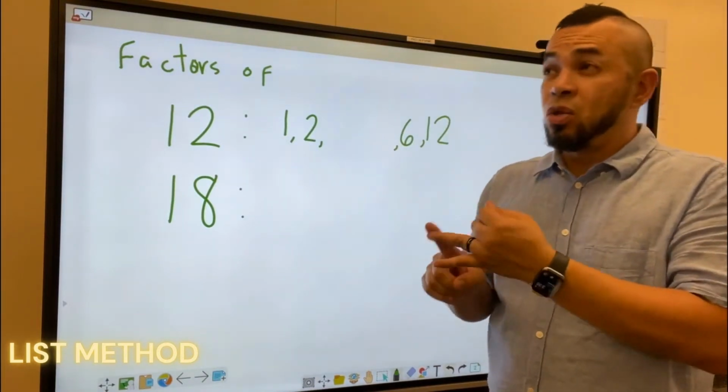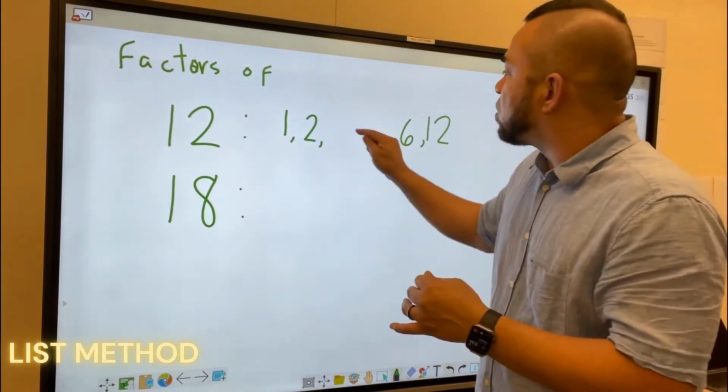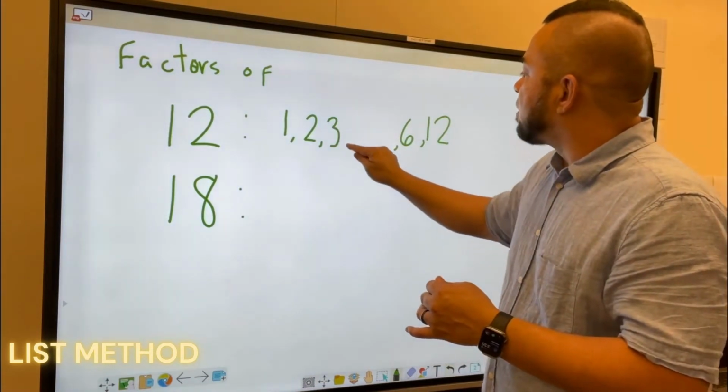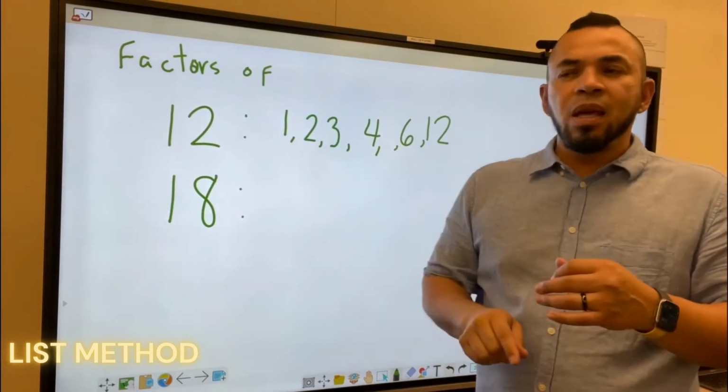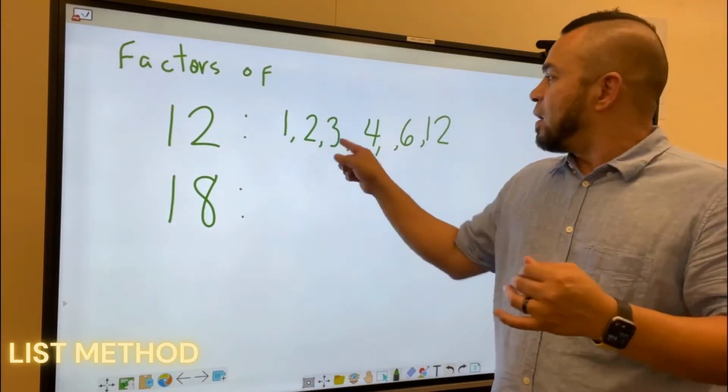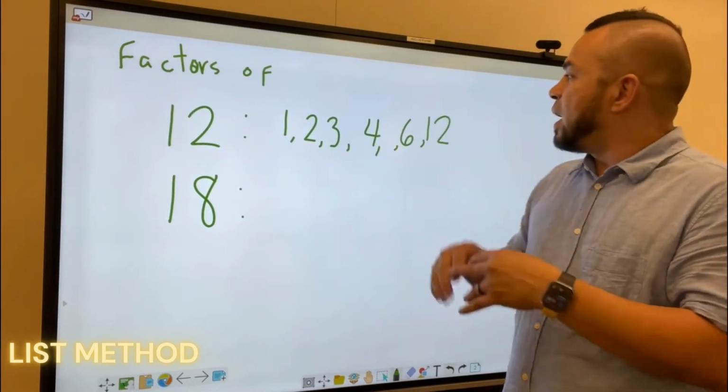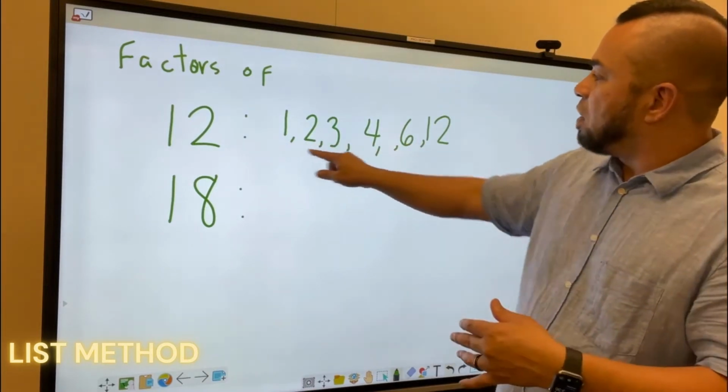I already did 1, now I do 2, now I'm going to do 3. 3 times what gives me 12? 3 times 4 gives me 12. Okay, so now I have that. And then I keep thinking 4 times 3 gives me 12. Okay, I already have that. 5, nope. And so I see that I have come up with all the factors of 12.